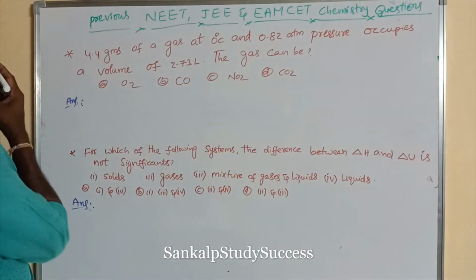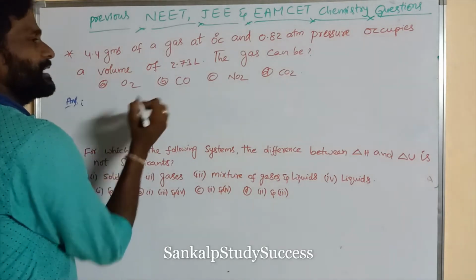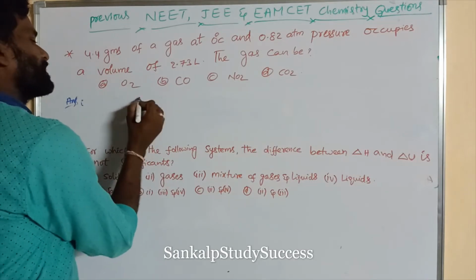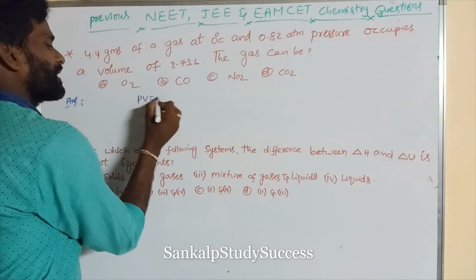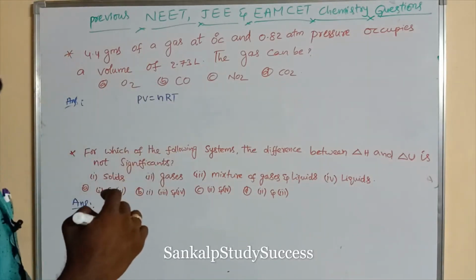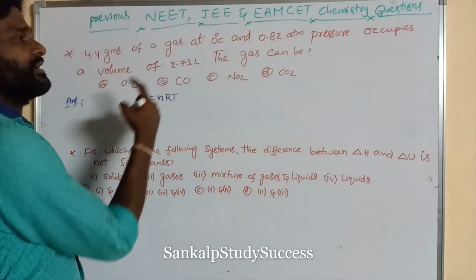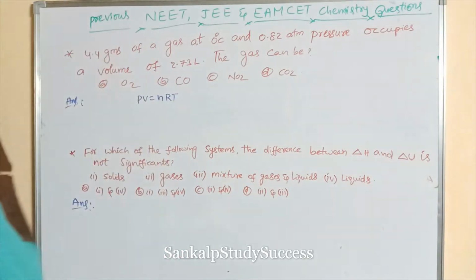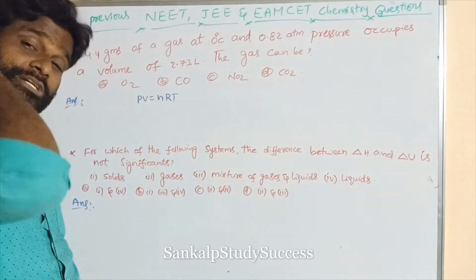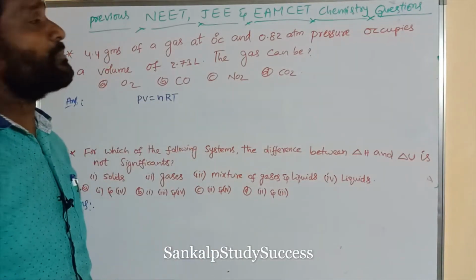So how to calculate? Listen to me. What is the formula? We know the ideal gas equation for n moles of gas: PV is equal to nRT. Here pressure is given, volume is also given, R is the universal gas constant, that is known, and T is also known. At STP, the absolute temperature is 273 Kelvin. And n is equal to weight by gram molecular weight.